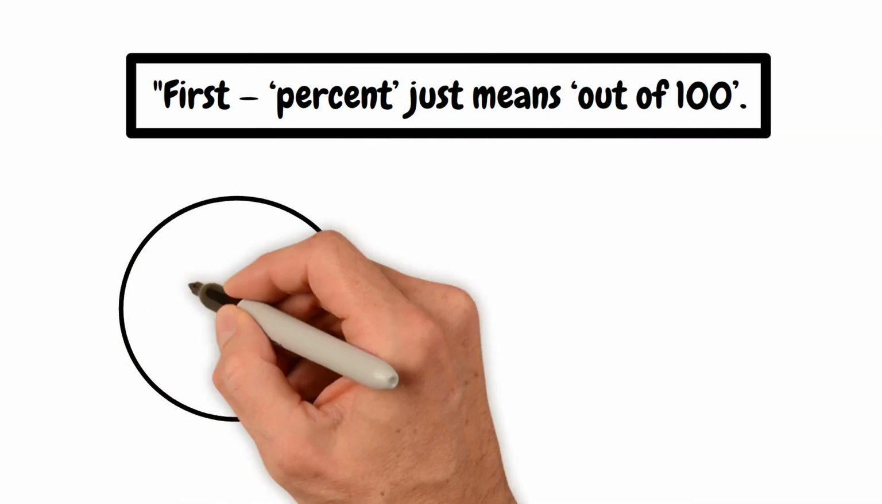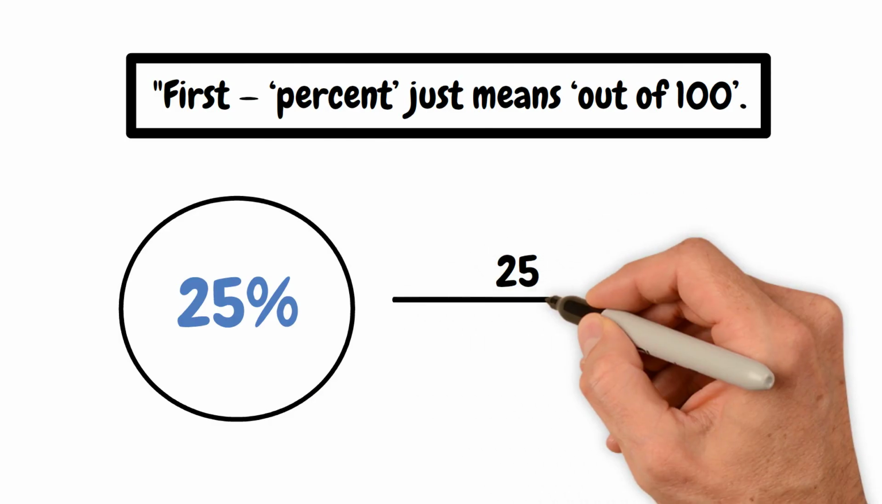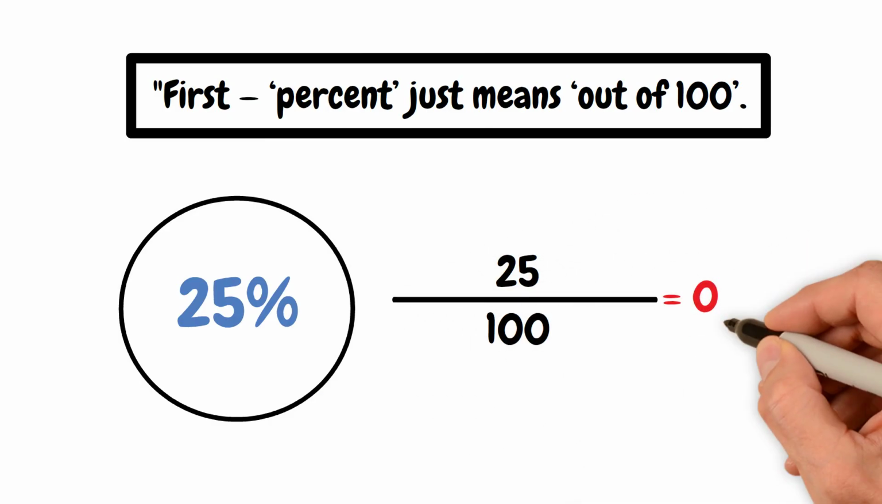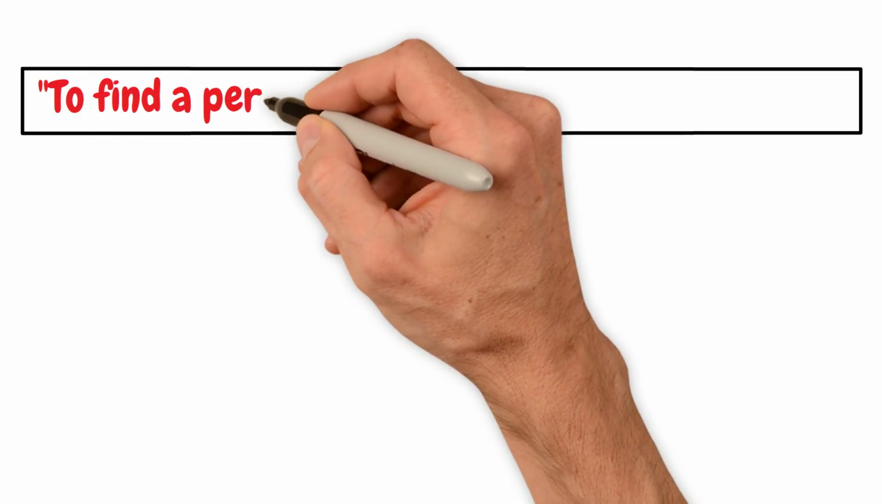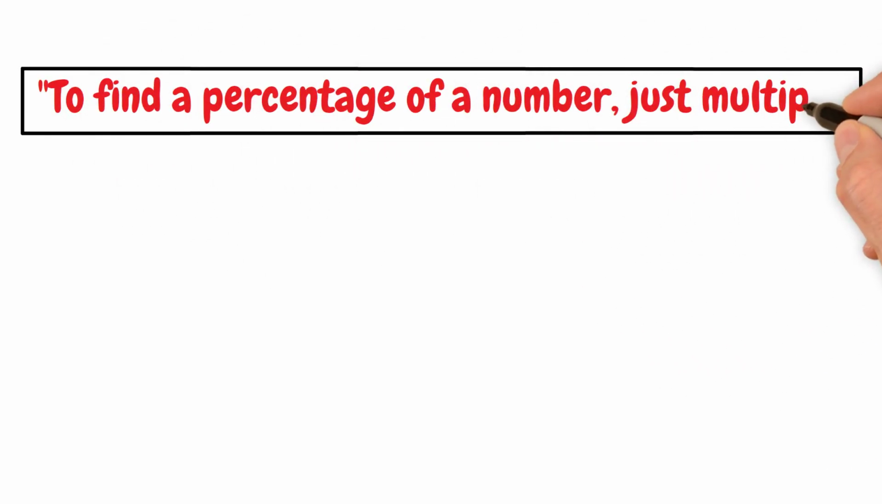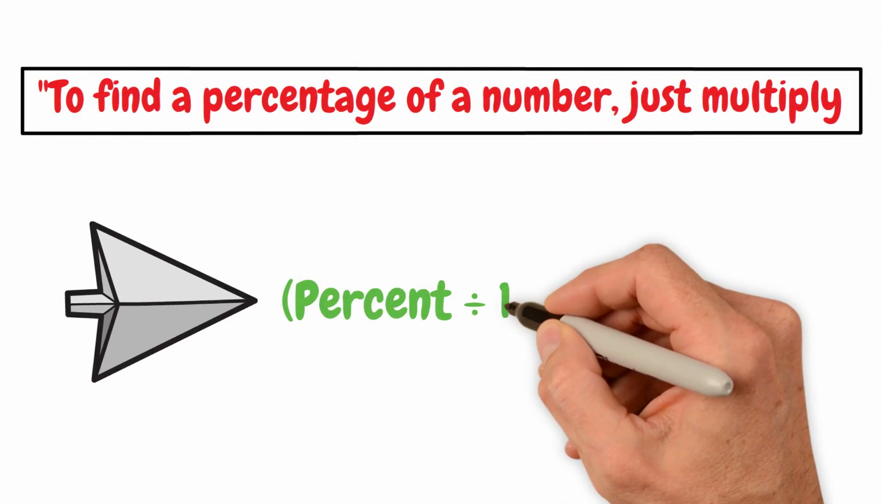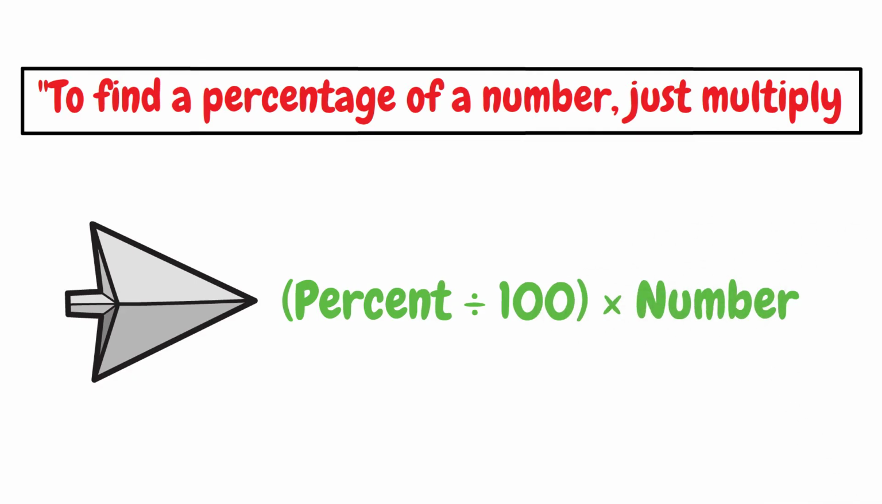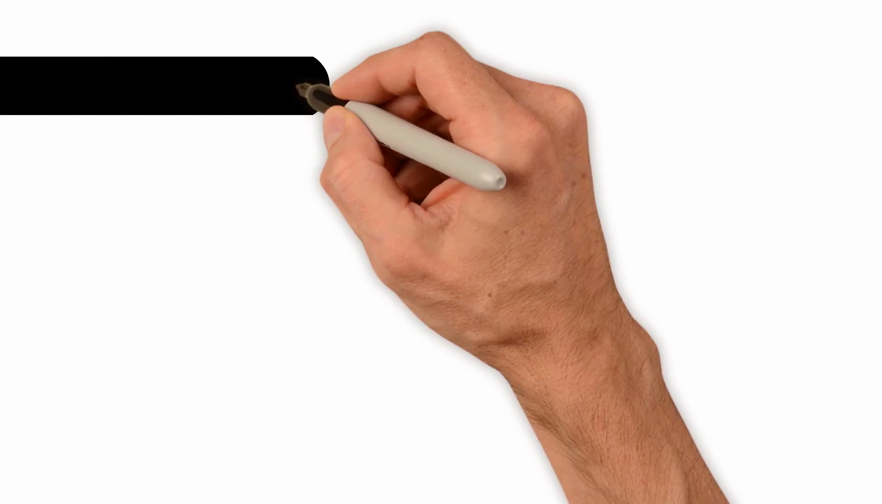So, 25% means 25 divided by 100. That's 0.25. To find a percentage of a number, just multiply. Percentage divided by 100. Multiply the number. Easy, right? Let's do one.